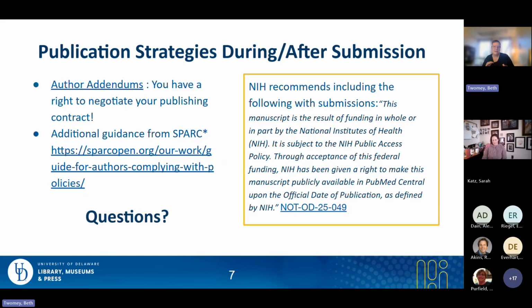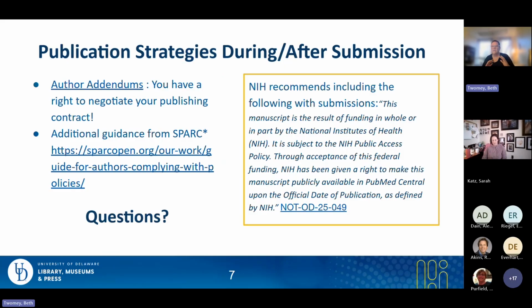I know that especially with a lot of the really big publishers, the submission process is just clicking on buttons. There's no way to have a back and forth. So what you can do is include this language at the top of your manuscript if there's no other notes section in your submission process. And I would encourage you to just put it directly on the manuscript regardless.